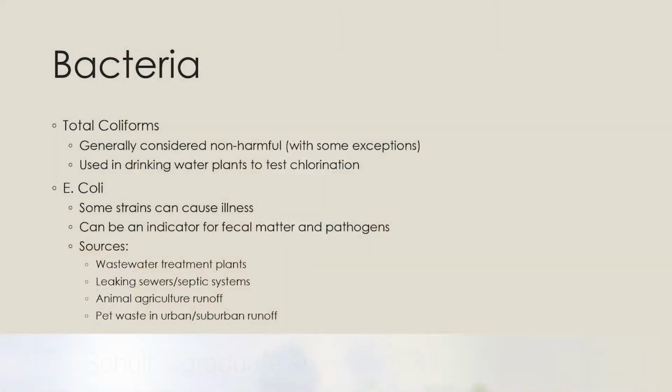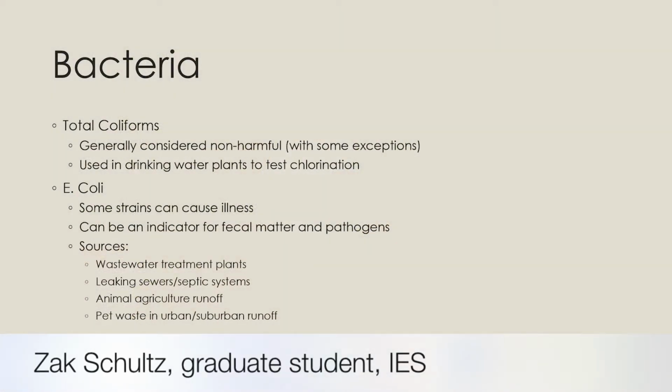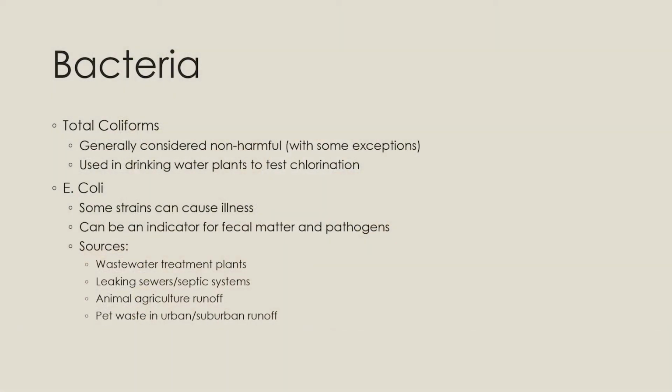When we're trying to quantify bacteria for Stream Team, we're generally looking at two types of bacteria, total coliforms and E. coli. Total coliforms is a group of bacteria generally considered to be non-harmful. E. coli, on the other hand, can cause illness when ingested. E. coli's presence can also be an indicator of fecal matter or pathogens, and the examples of sources we might expect in streams or rivers can include wastewater treatment plant effluent, leaking sewer systems, animal agricultural runoff, or urban or suburban runoff that can contain pet waste.